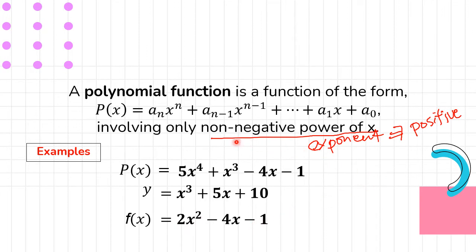So, sabi nga natin dyan, non-negative power of x or the exponent is a positive number. So, kung mapapansin natin, yung mga exponent natin dito are positive. So, we have positive 4, positive 3, and positive 1. Positive 3, positive 1, positive 2, positive 1. Ano? So, lahat yan ay positive numbers.